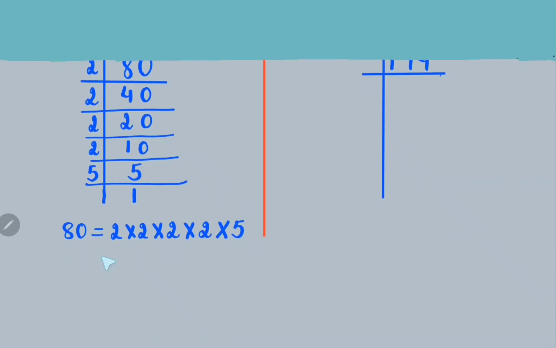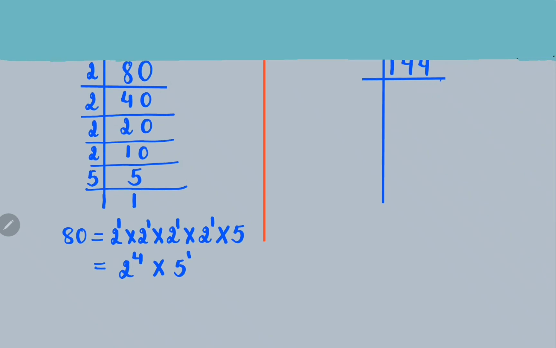Now we will write in powers. Now 2 is how many times? 1, 2, 3, 4. 2 raised to power 4 into 5 raised to power 1. So this is our answer.